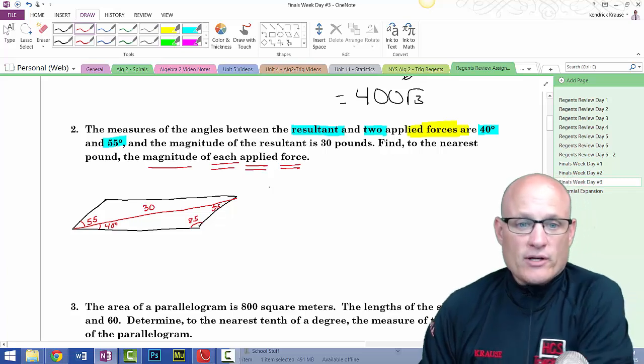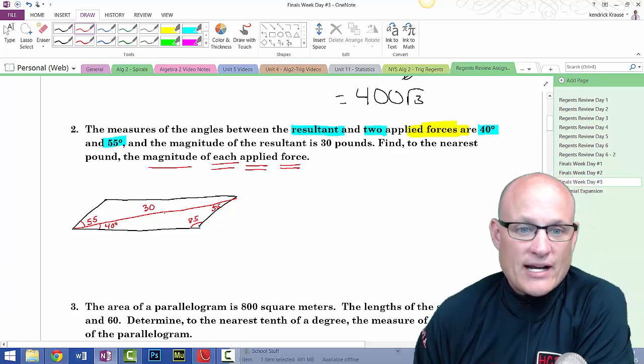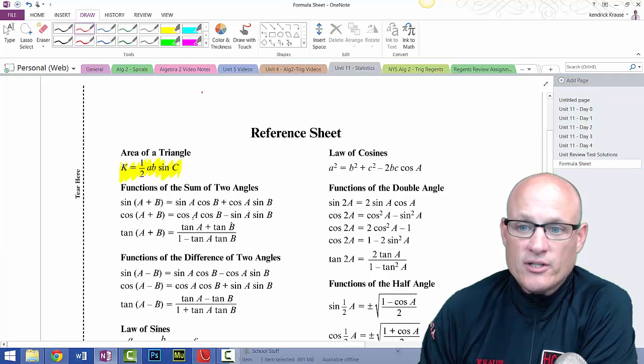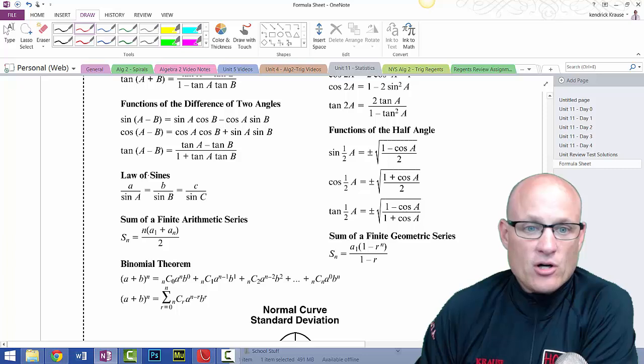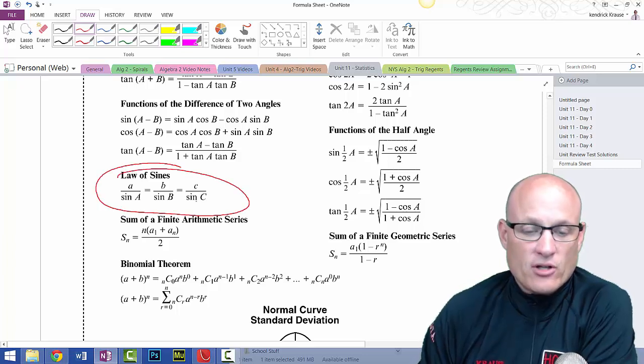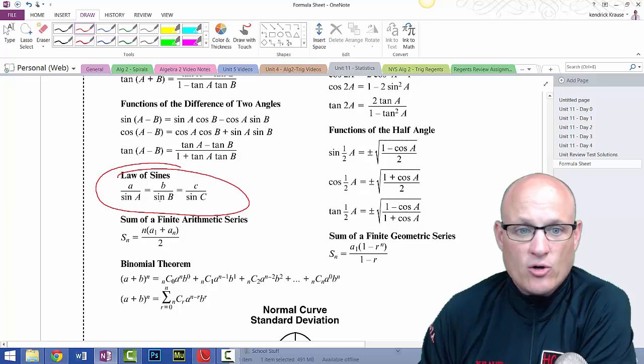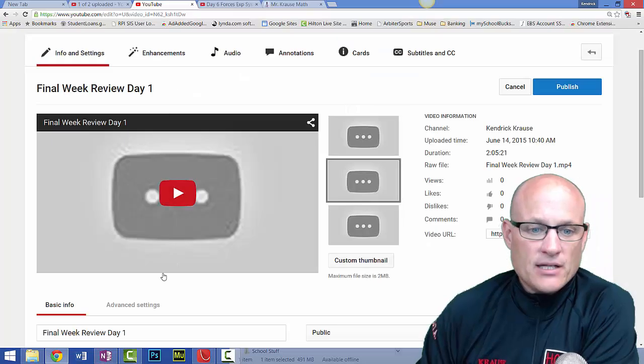So since I only have one side and lots of angles, this is a law of sines question. If you came over to your law of sines, we're going to be mostly using the law of sines and law of cosines, it is the side over the sine of the angle equals the side over the sine of the angle. You only need 2 of them. So we'll go back, and that's not what we want.